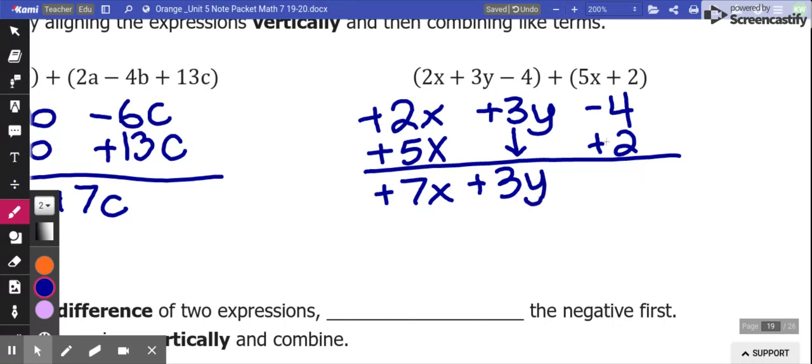And then which sign wins? Negatives. By how much? By 2. And that's your final answer. 7x plus 3 minus 2.